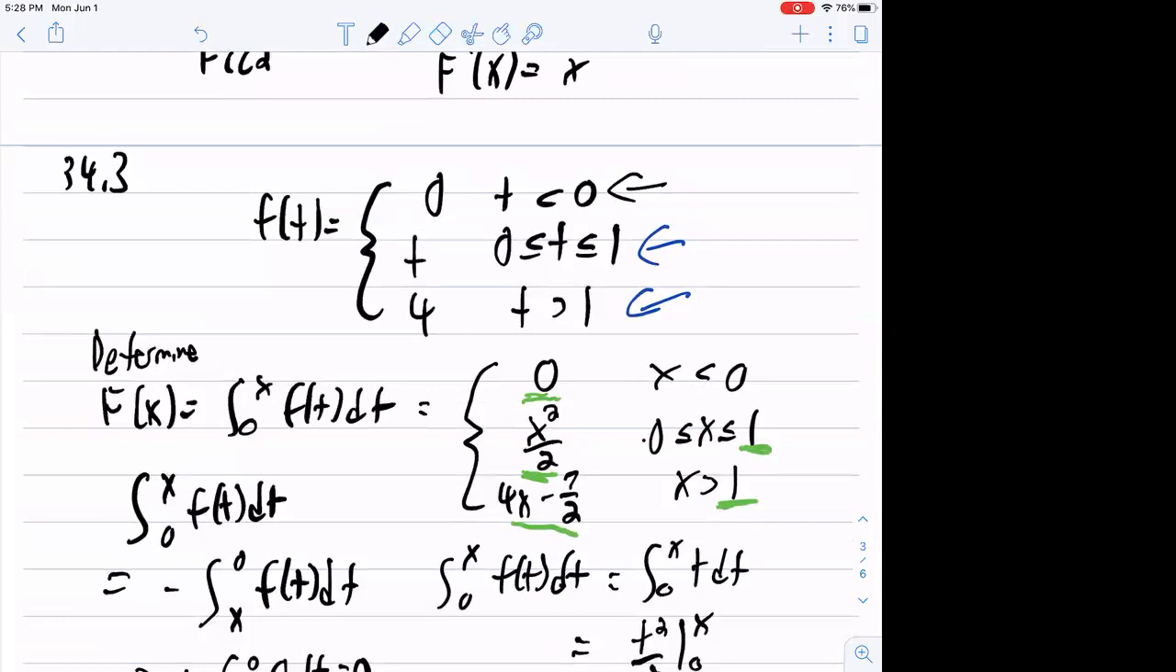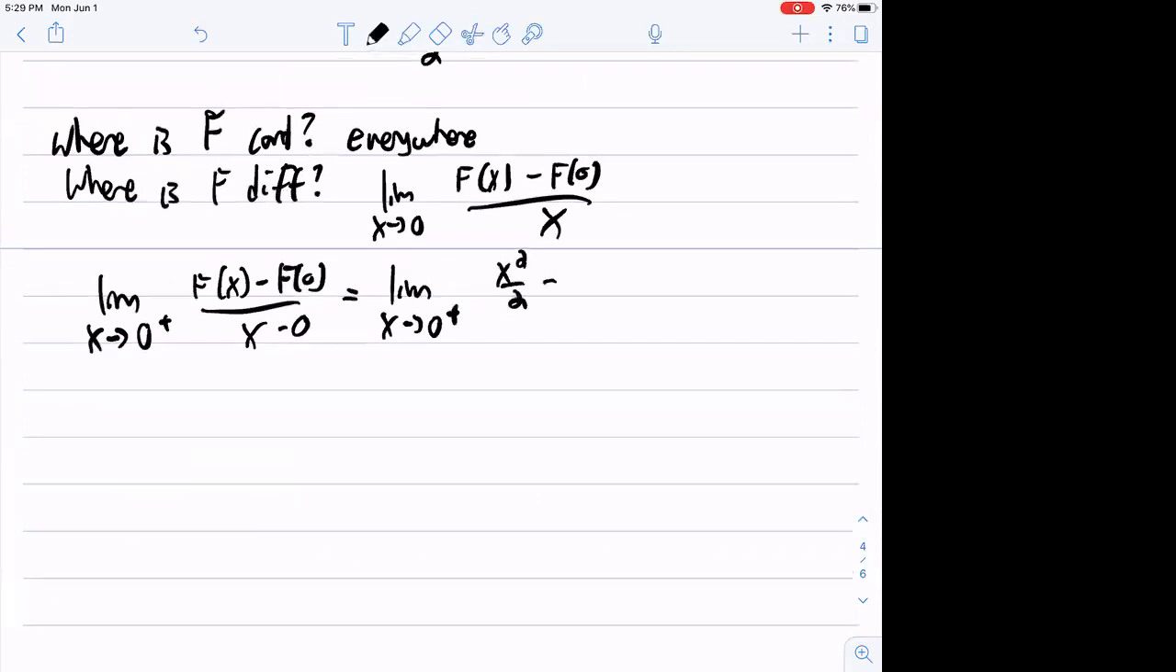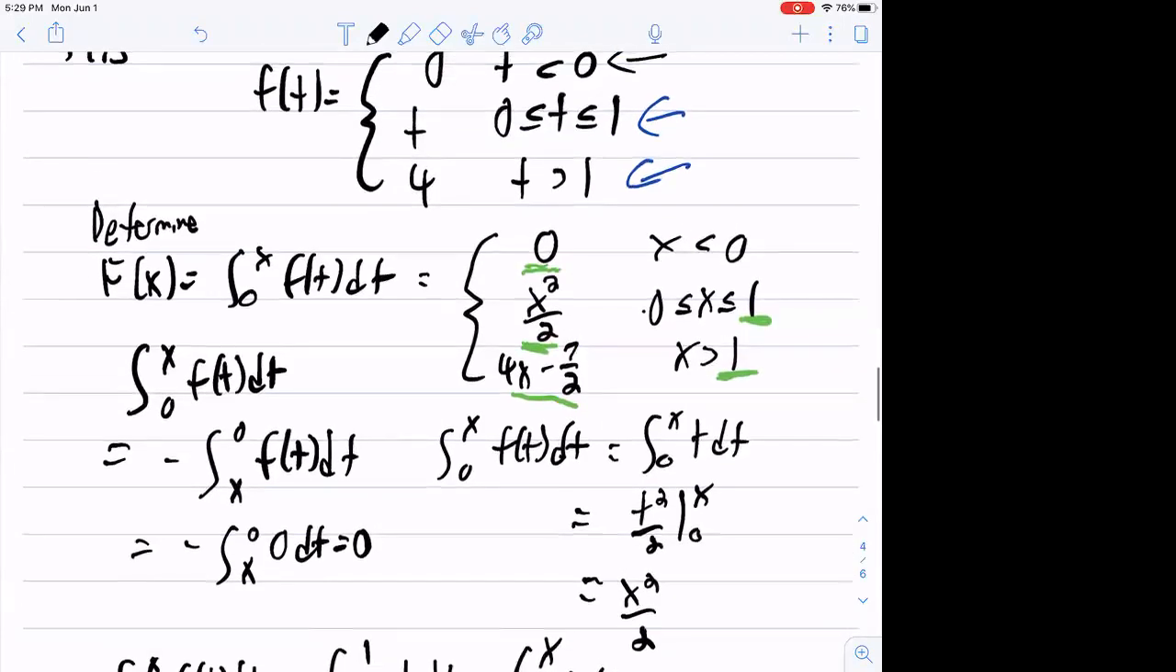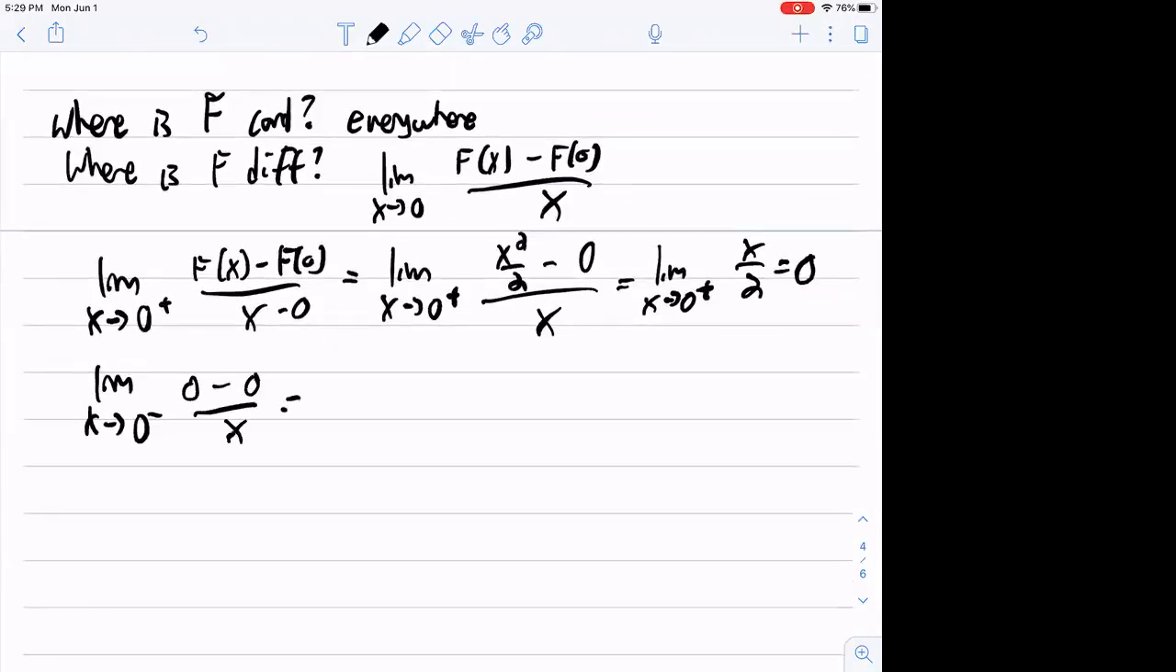Here, if I approach from the right, I'm taking values bigger than 0, so my f of x is x squared over 2. So I have x squared over 2 minus f of 0, which is 0, over x. And what is this limit? It's x over 2, so it's 0. And if I take the limit from the left, I'm taking values less than 0, so my f of x is just 0. So I just have 0 minus 0 over x, which is 0. The left and right limits agree, so it's differentiable at 0.